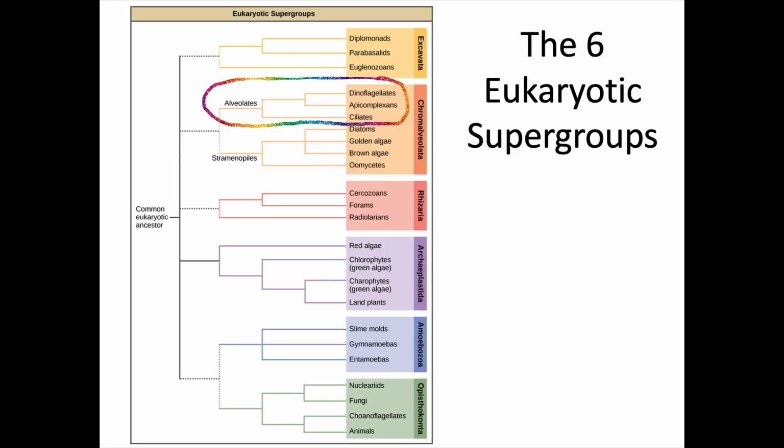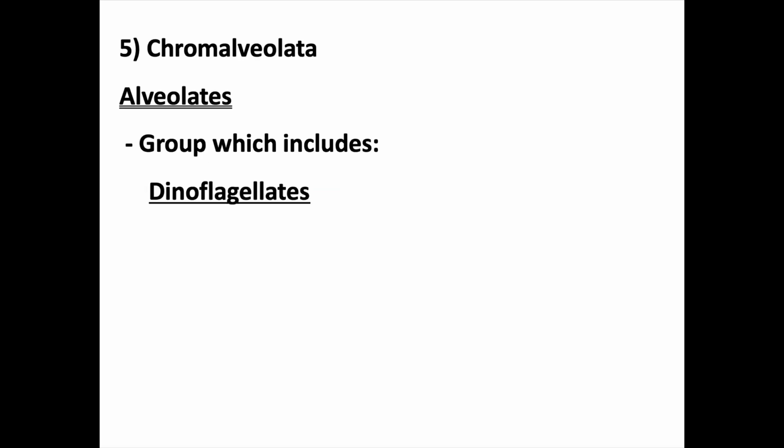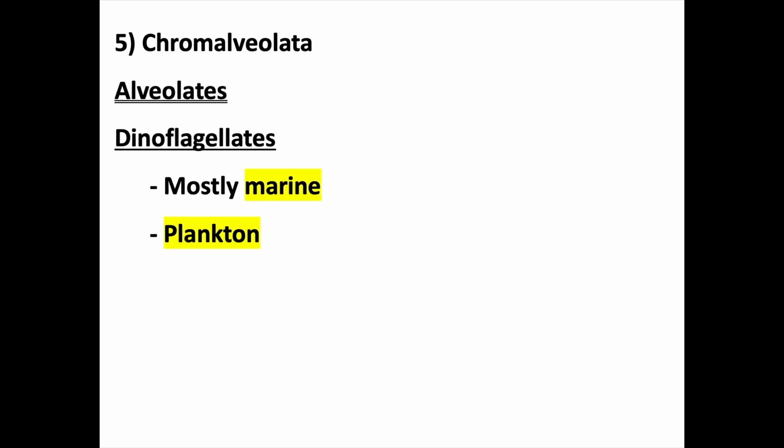So, as I said, there are two groups within Chromalveolata because this is so big. There's the alveolata and the stramenopiles. Let's take on alveolates. So, Chromalveolata, within that, alveolates, within that, dinoflagellates. So what can we say about dinoflagellates? Well, dinoflagellates are mostly marine.